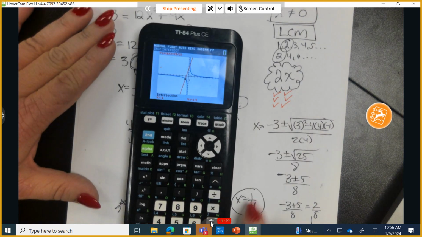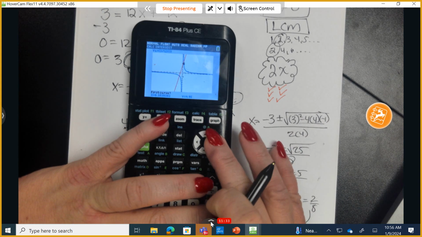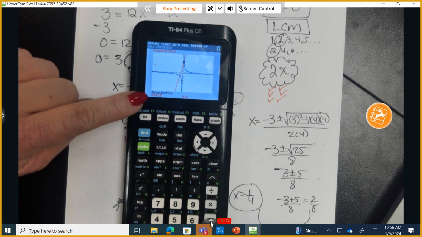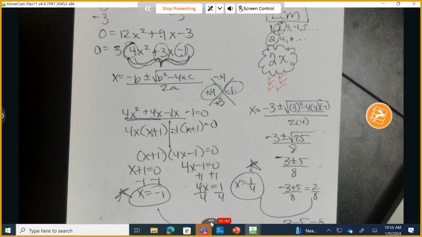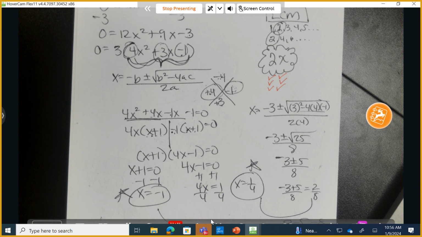Now my other answer, I believe, is 1/4. Second trace, intersect. I'm going to bring this graph, enter, enter. You have to use those arrows, enter. And here's my other answer, 0.25, which is equivalent to 1/4. So I do have two answers for this. I've justified them. I've used the calculator.